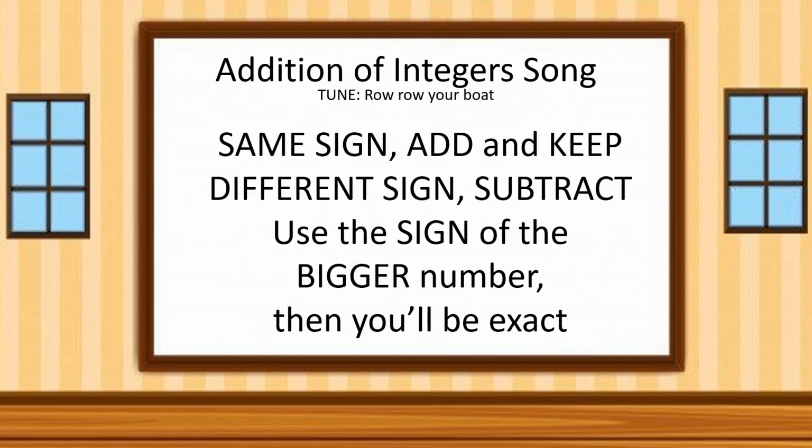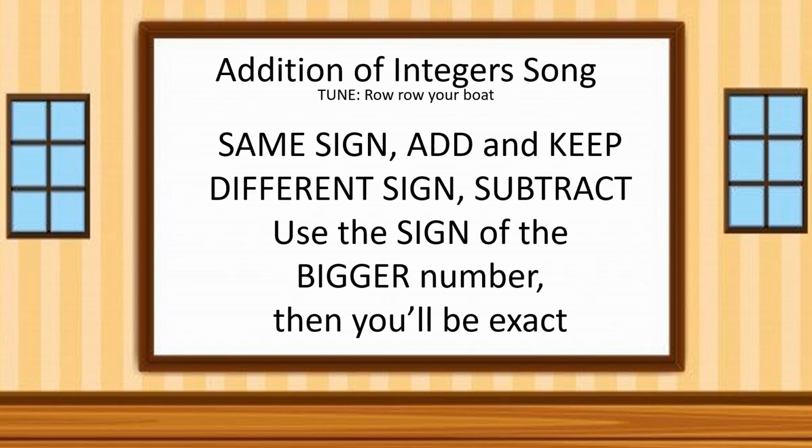Okay, so I have here a song on how we add integers using the rule. Okay, so this song is with the tune of Row, Row, Row Your Boat. So if you are familiar with this song, I think you will easily remember this song about integers. Okay, so this is now to be sung as: same sign, add and keep, different sign, subtract. Use the sign of the bigger number, then you'll be exact.